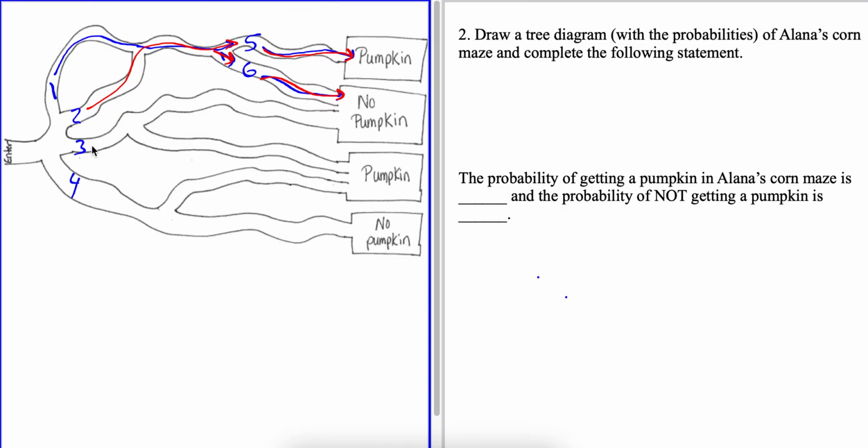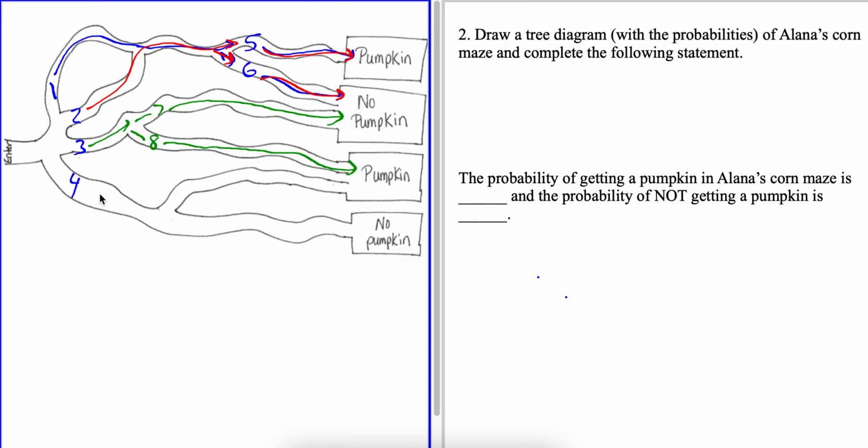Change colors again. If we follow 3, we hit this first fork. We'll label this one 7, and this one 8. If we chose to do 7, we get no pumpkin. And if we chose to go through 8, we get a pumpkin.